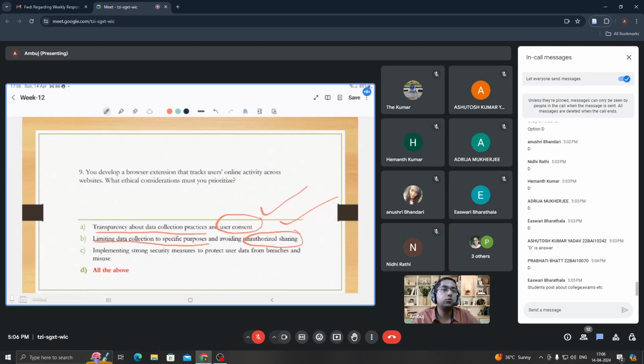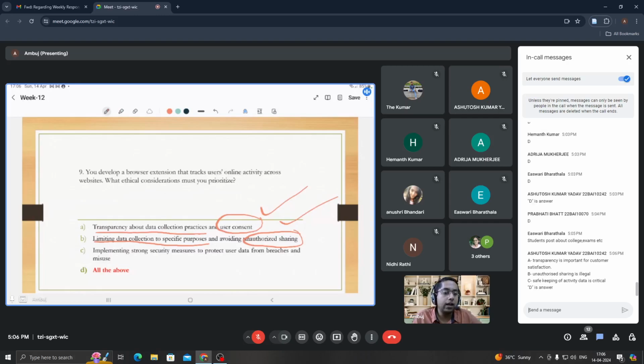Data collection has to be limited and the anonymity also has to be maintained. I should not reveal that Ratan has visited some website, with name, if I am providing the information to a third party. Definitely it is not ethical. If I create data on which website each of my students is visiting, it is not an ethical practice. Then C was implementing strong security measures to protect user data from breaches and misuse.